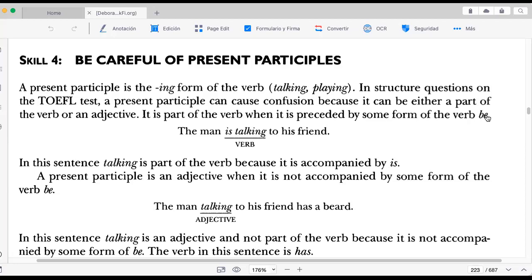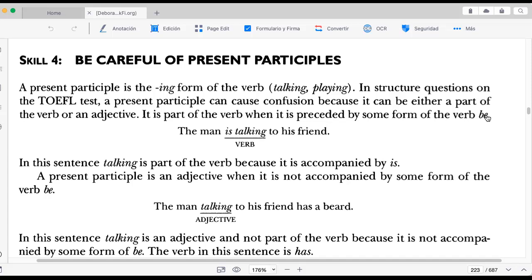Yes. A present participle is the ing form of the verb: talking, playing. In structured questions on the TOEFL test, a present participle can cause confusion because it can be either a part of the verb or an adjective. It is part of the verb when it's preceded by some form of the verb be. Okay, The man is talking. In this sentence, talking is part of the verb because it's accompanied by is.